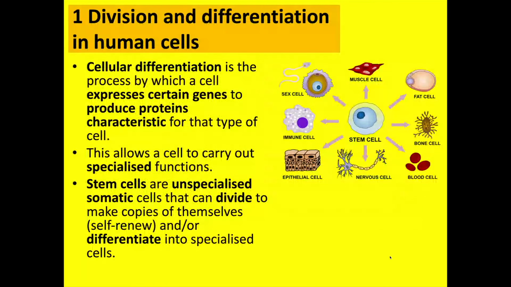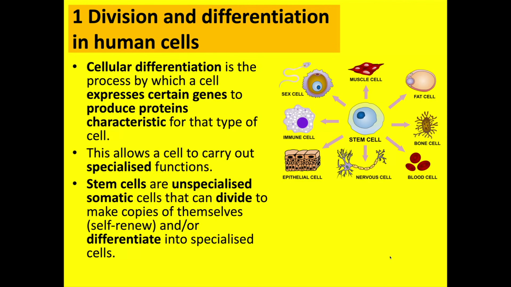So moving on, cellular differentiation. Cellular differentiation is the process by which a cell expresses certain genes to produce proteins characteristic for that type of cell. I would suggest learning that entire definition. It's a very common question in past paper questions where it asks you to define cellular differentiation, and knowing that definition is going to get you marks in all likelihood in your exam.